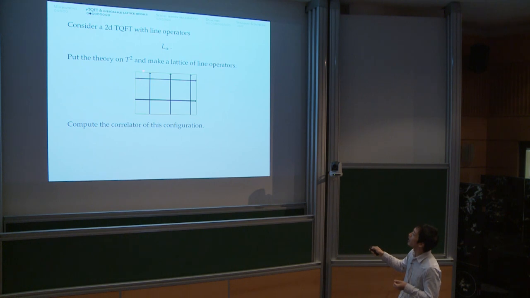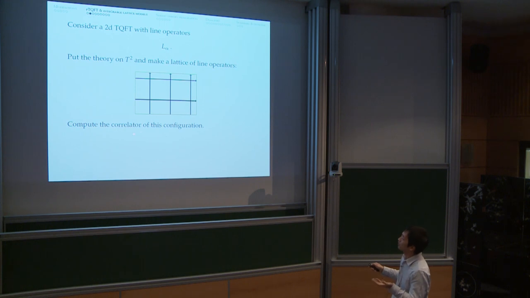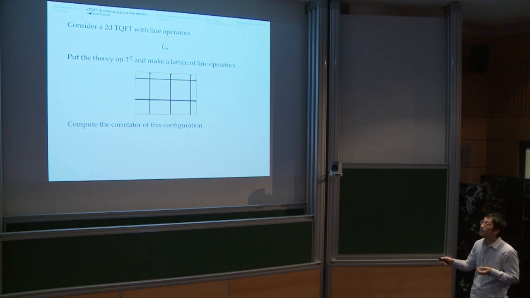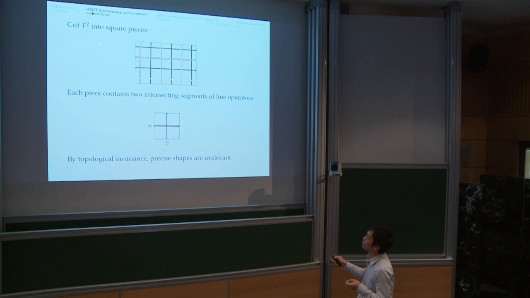Okay, so here I have 5 line operators making a 2x3 lattice. Okay, the problem we are interested in is to compute the correlation function of this configuration of line operators in this theory. So how do we do that? Okay. So one way of doing this is to divide the torus into square pieces.